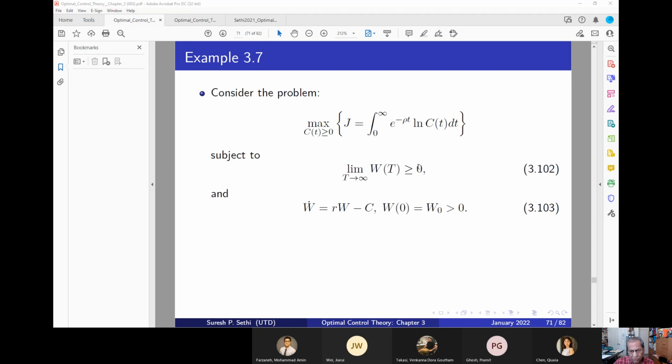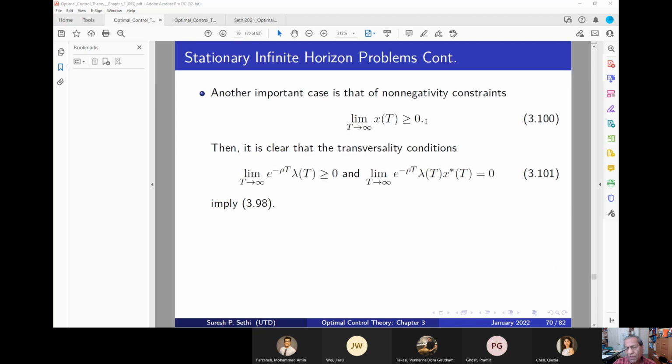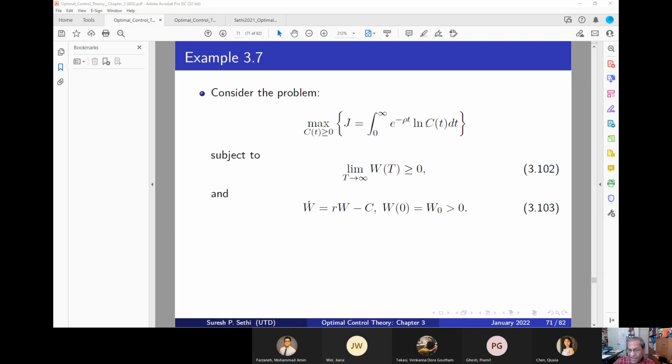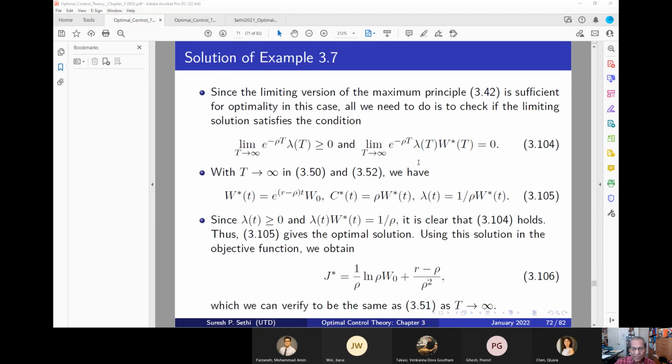So let's use these ideas for economic problems. Again, I have this problem. It's an infinite horizon problem, and I don't want to go bankrupt all the way to infinity. That's a requirement. And this is a state equation. I start with positive wealth. So the limiting version of the maximum principle is sufficient for optimality in this case. Again, not necessary, but sufficient, but that's enough for us.